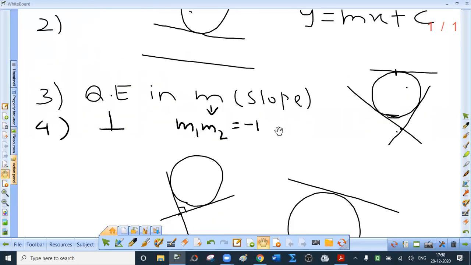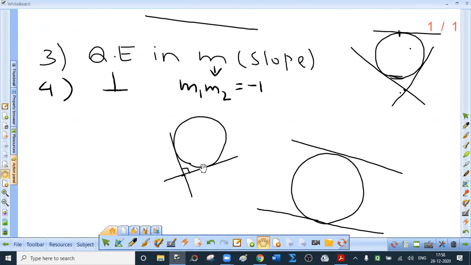Now, in the fourth part, if two tangents can be drawn, they can be perpendicular also. I'm not saying they must be, they can be. So in the fourth part, we are interested in finding the locus of points, tangents from which to the curve are at right angles. Okay, so this is about 4 parts which are applicable to any curve.